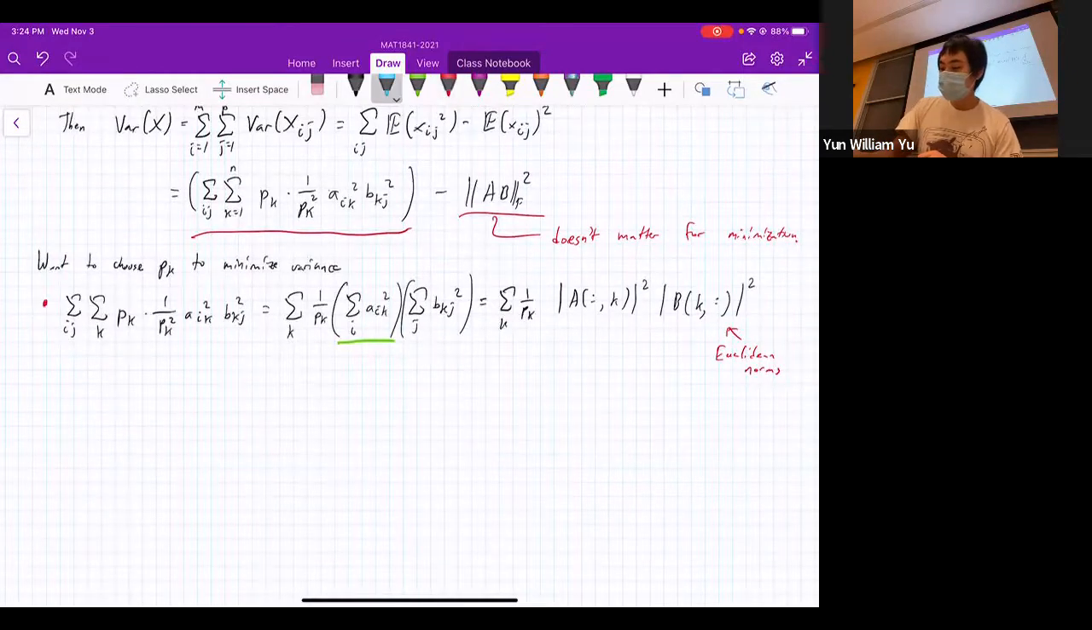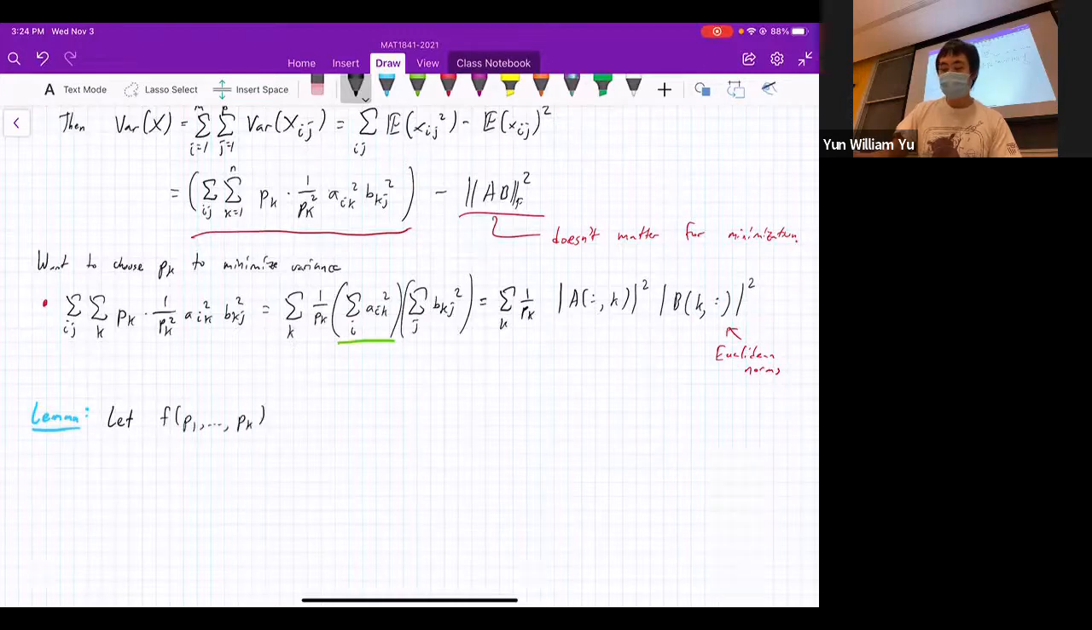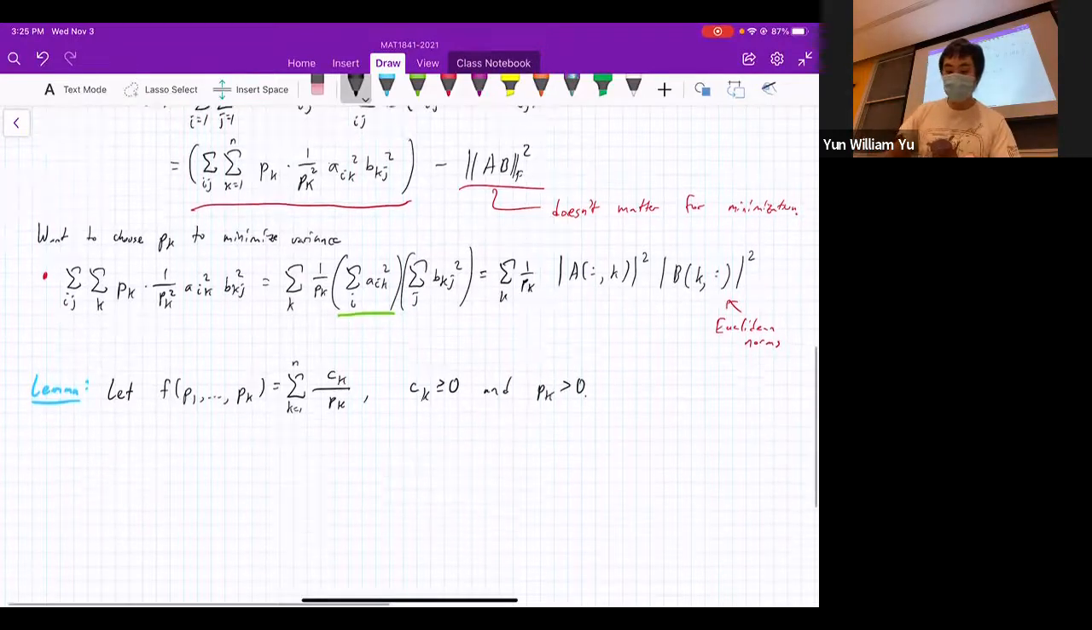And luckily, that's something we can do. Those of you who are taking 1850 will have seen a little bit of optimization, but we're only going to be using quite baby optimization, nothing super fancy. It's just going to go back to multivariable calculus and how you optimize for extrema. So let's say we have a function f of p1 through pn that's equal to some sum over k equal 1 to n of ck over pk, where we know that our ck's are greater than or equal to 0, and pk is greater than 0. Okay, so this is the general form of the problem we have.